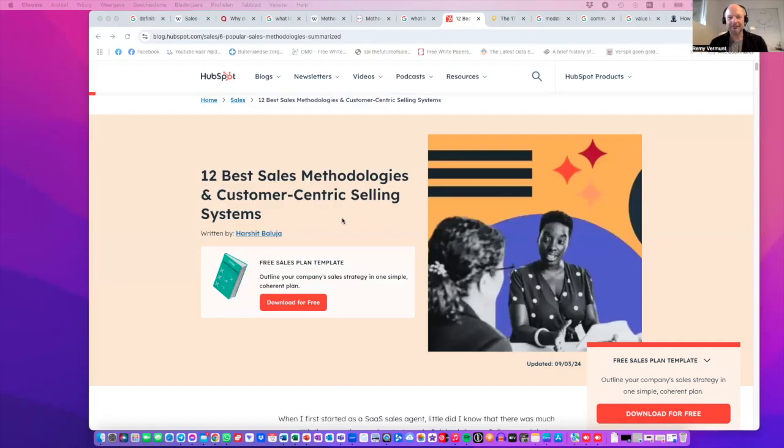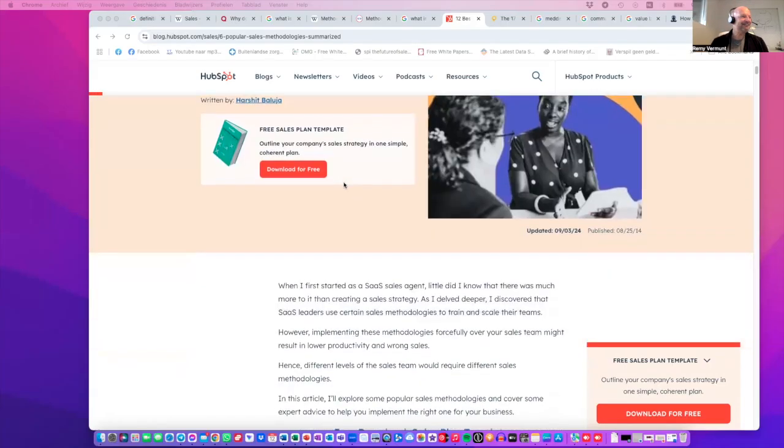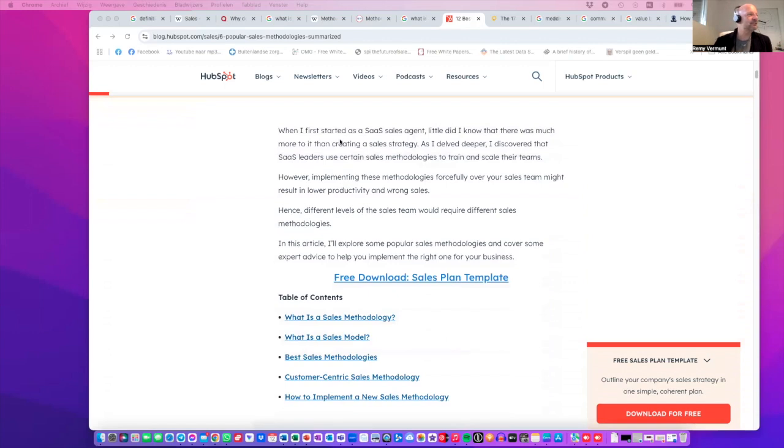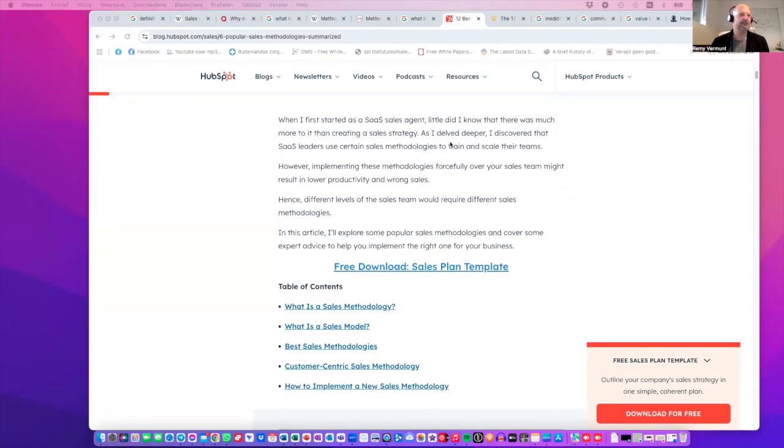Were all those sales methodologies not customer centric? Is that what you're saying? Okay, let's scroll down. "When I first started as a SaaS sales agent, rep" - okay, a rep, at least you're not calling it account manager, so that's cool. "Little did I know that there was much more than just creating a sales strategy. As I delved deeper" - let's see if you actually delved deeper.